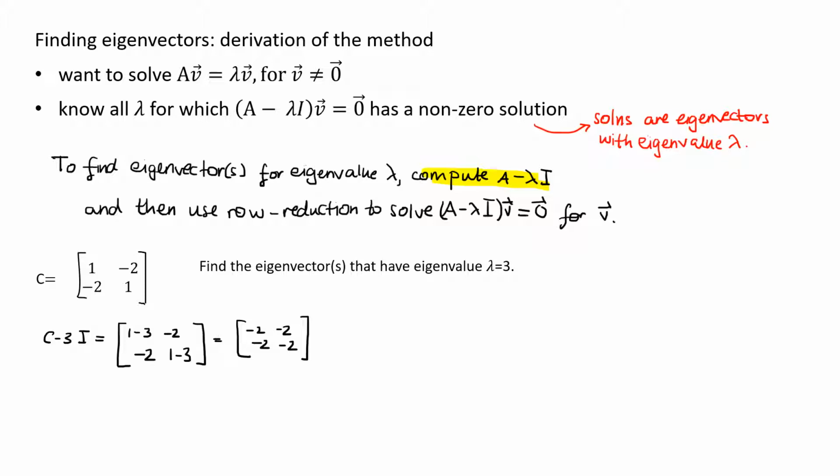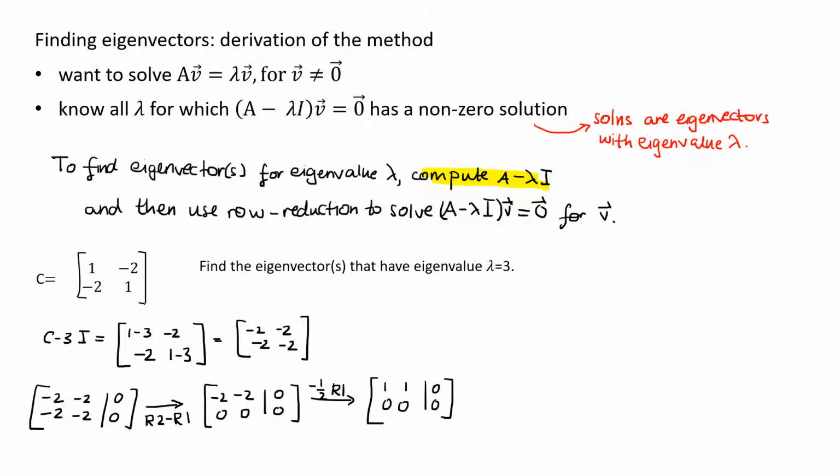0. We don't really need to, but I'm going to put in my augment of 0. So I have negative 2, negative 2, negative 2, negative 2, 0, 0. I'm going to pause and let you row reduce for a minute. Okay, so I end up with the following reduced row echelon form.